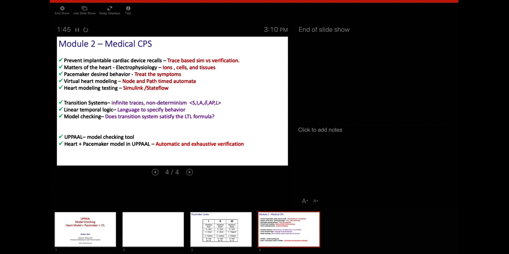So we use the heart as the case study to understand timed automata, but similar to how we spent so much time on parameter estimation, the analogy in this module was model checking. That's the big key principle. What is model checking? Why is it so powerful? Why is it different from testing? And what are the ingredients for you to use a model checker?